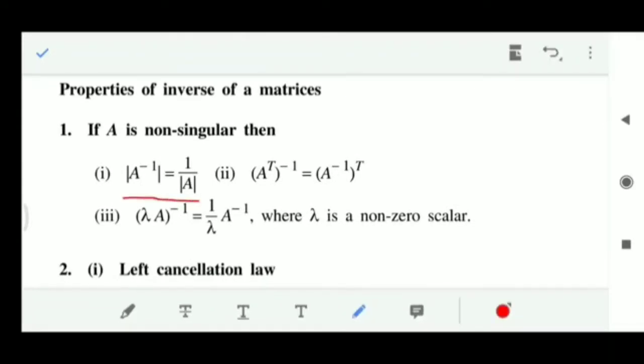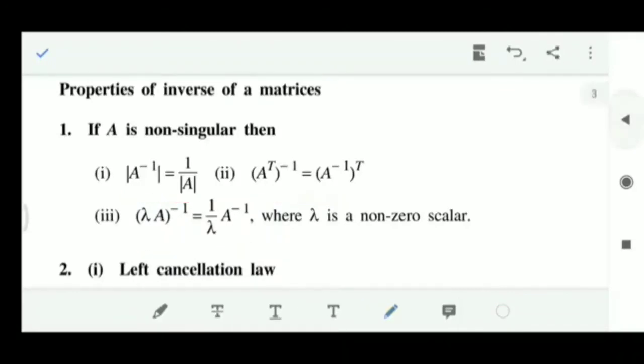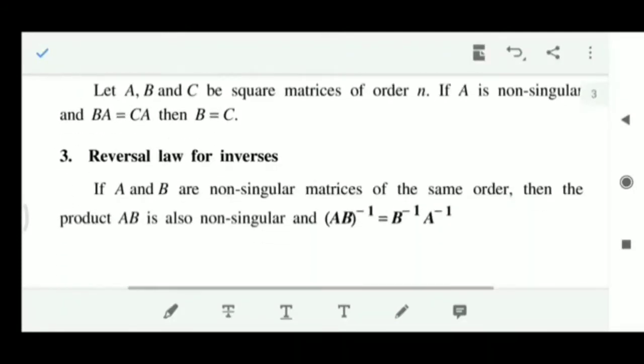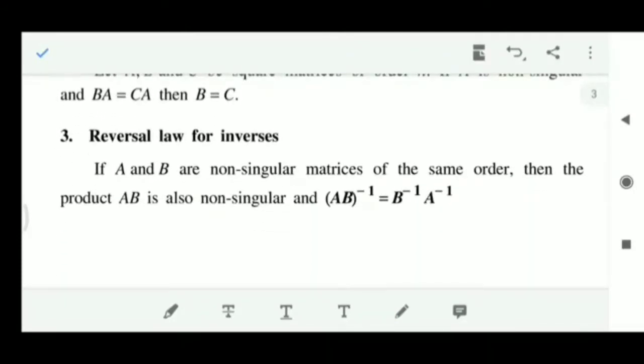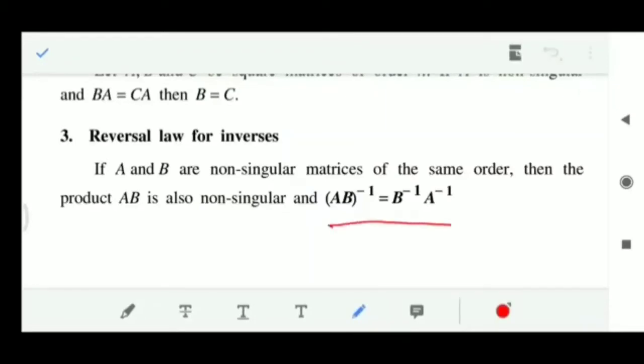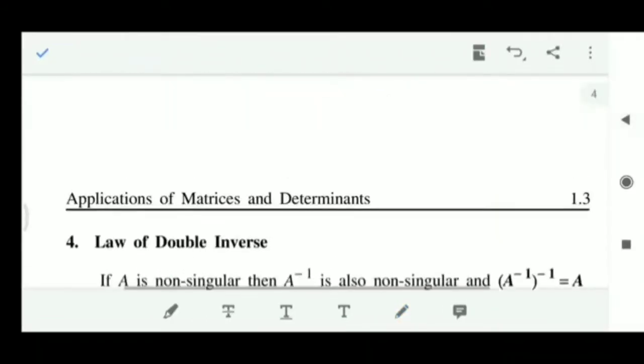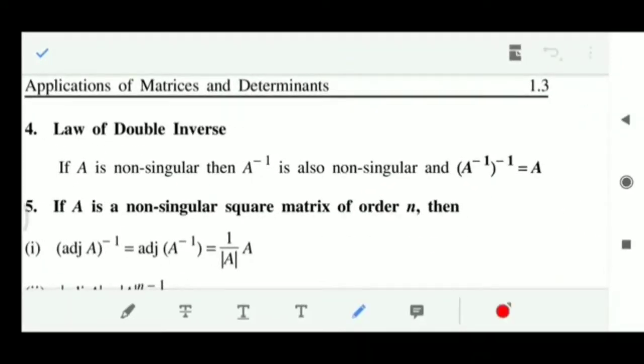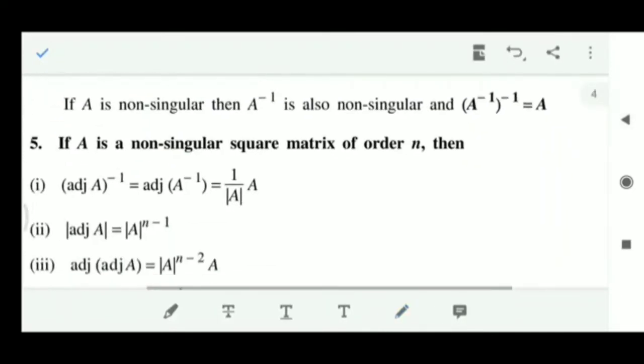If A is non-singular, then determinant of A inverse is equal to 1 by determinant of A. Second, A transpose whole inverse is equal to A inverse whole transpose. Third, lambda times A whole inverse is equal to 1 by lambda into A inverse. Next comes the reversal law for inverse: AB whole inverse is equal to B inverse into A inverse. We already taught all these things, so I am going very fast. Please follow this. Law of double inverse: A inverse whole inverse is equal to A.